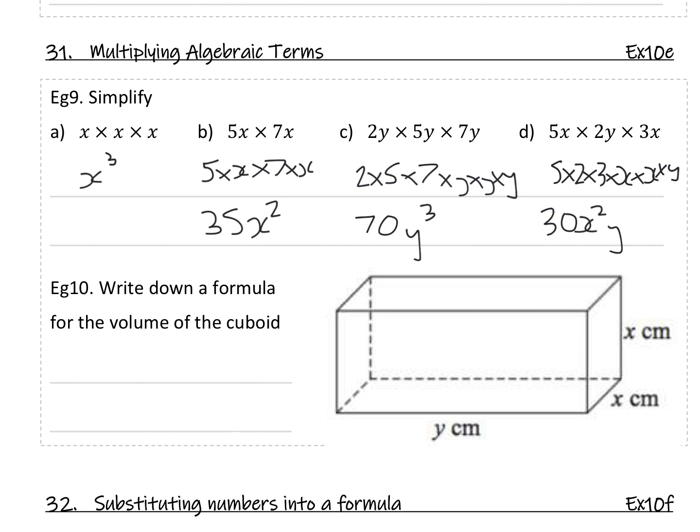Example 10. Write down a formula for the volume of the cuboid. Well, the volume of a cuboid is the 3 dimensions multiplied together. So the length times the breadth times the height. So that would be y, the length, times x, the width, times x, the height. And if we simplify that, the x times the x will give us x squared. And then multiply that by y, we can just write y beside it, because that will mean multiply.